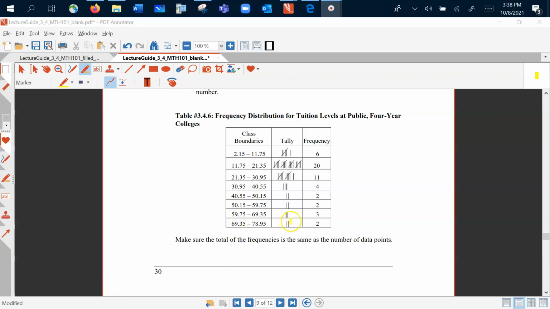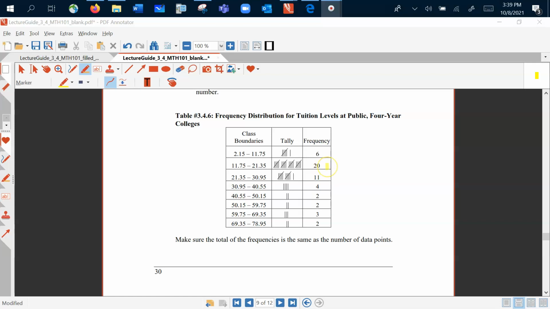Okay, so now we've just finished making a frequency distribution table for tuition level increases for 50 randomly selected 4-year public institutions. And now what we'd like to do is get a feeling for the distribution. It's kind of hard to see that from a frequency table, although you can kind of see from the frequency table that the highest occurring frequency count is between 11.75 and 21.35% increase in tuition.